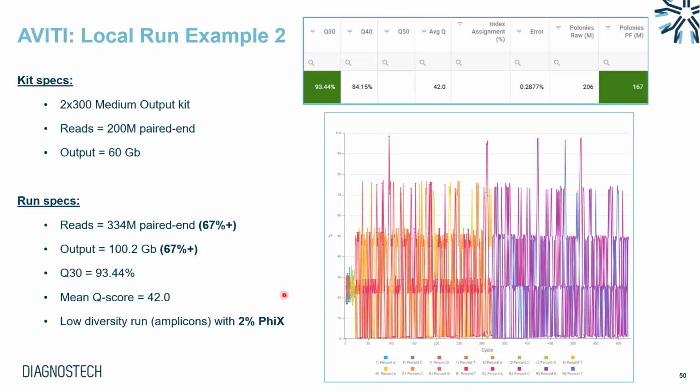So with 2% Phi-X used, you are using more of the flow cell for your samples, and you can still max out your reads and use much less Phi-X and still get really high quality sequencing on low diversity libraries.